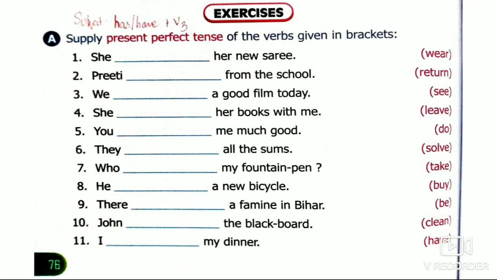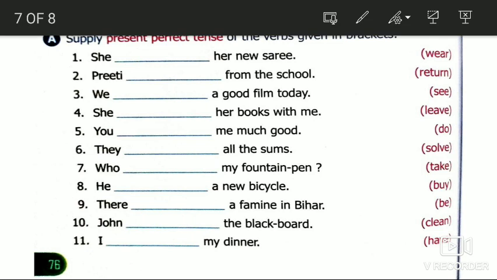Let's do the exercise. Supply present perfect tense of the verbs given in brackets. We have to make use of the verbs given in the brackets. Number 1, she dash her new sari. She is singular, so you have to add has. She has worn her new sari.